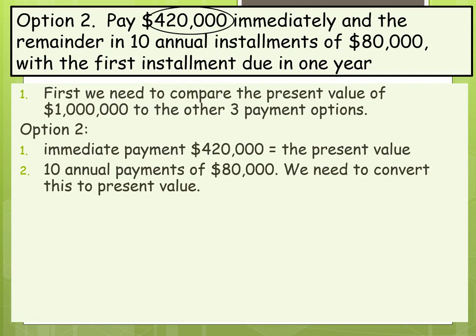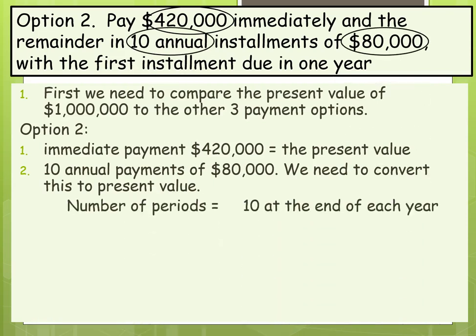We have 10 annual payments of $80,000. We need to convert this to present value, and since there are 10 annual payments of the same amount, we're going to use an annuity table. The number of periods is 10, because we're doing it each year, and the first installment is due in 1 year. So we're going to use the present value of ordinary annuity, or PVA, table. And our interest rate is 8%.